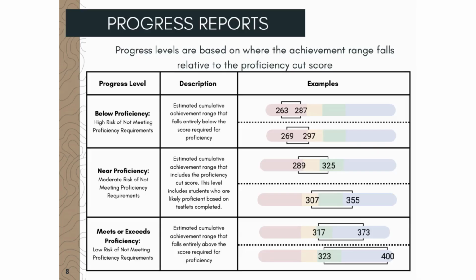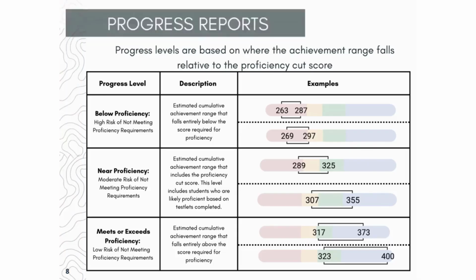And finally, meets or exceeds proficiency are students at low risk of not meeting proficiency requirements. The estimated cumulative achievement range is falling completely above the score required for proficiency. As you can see from both examples, the entire estimated cumulative achievement range is above the cut for proficiency, or the entire cumulative achievement range is in the green or the blue sections.